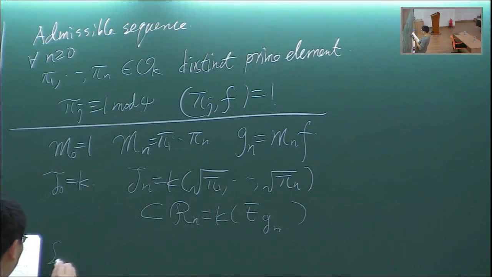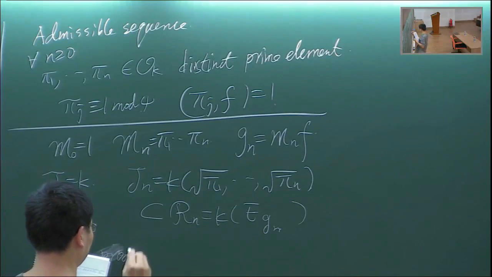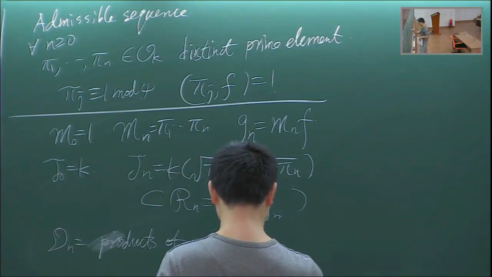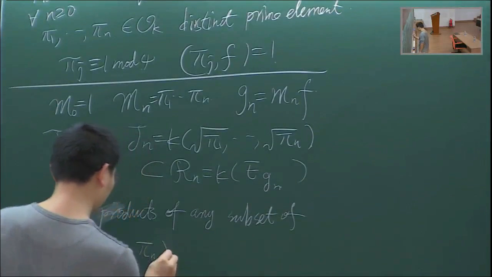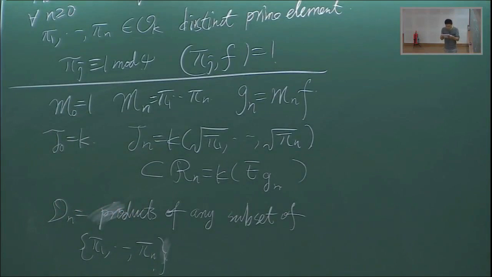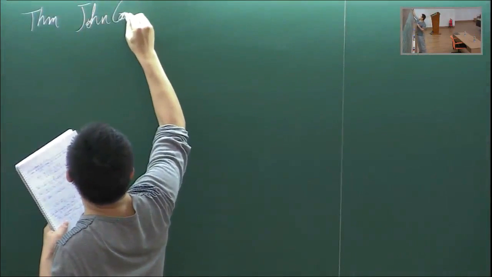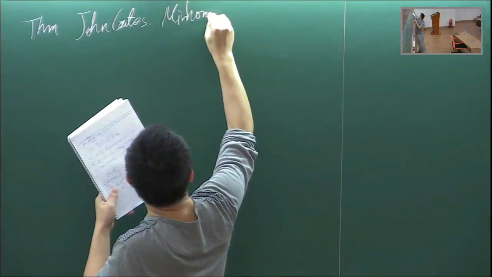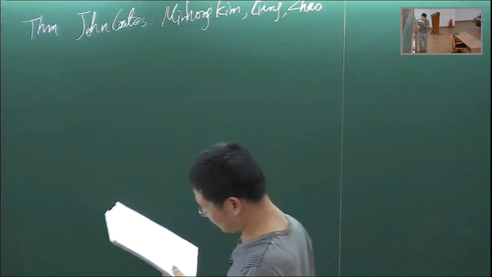We denote Dn as the set of products of any subset of pi 1, pi 2, ..., pi n. Then the theorem, proved by John Coates, Minhong Zhang, and me and my supervisor Zhao, is the following.